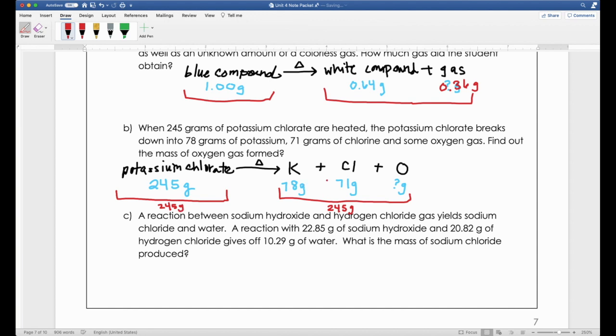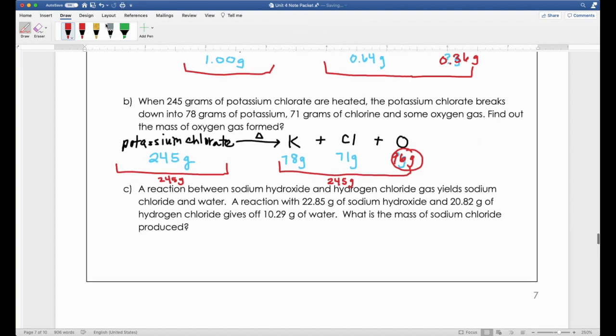So 78 plus 71 plus what gives you 245? The answer should be 96. So I'll just draw right over that. 96 grams. You would produce 96 grams from this because the law of conservation of mass says that what goes in must equal what comes out on the product side. And lastly, let's try C.